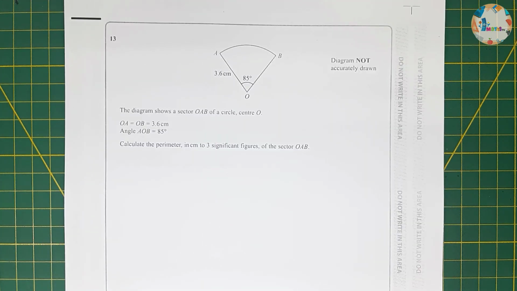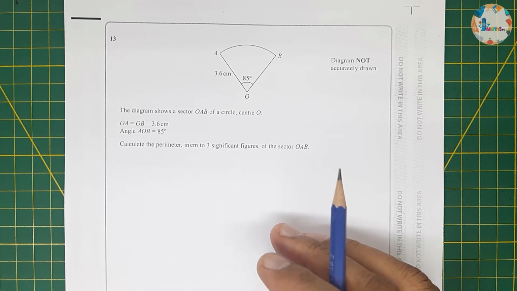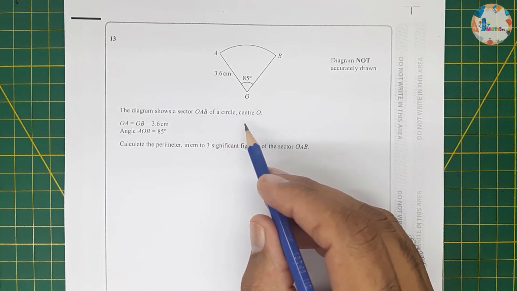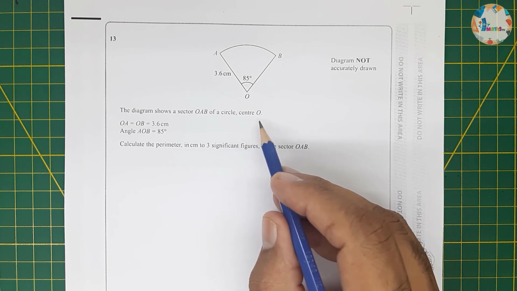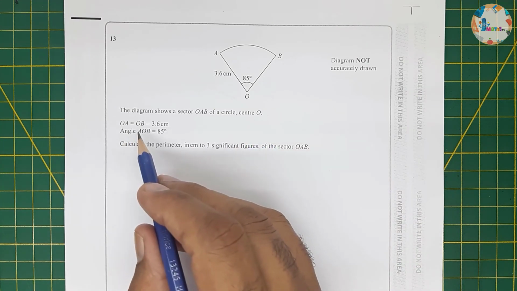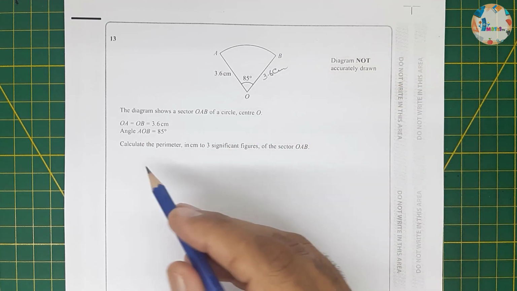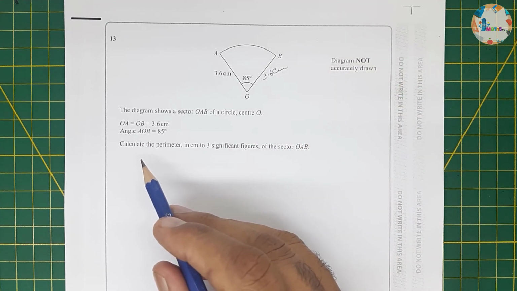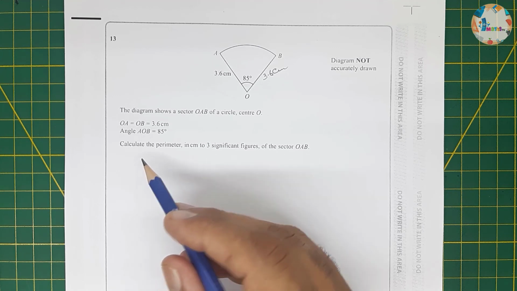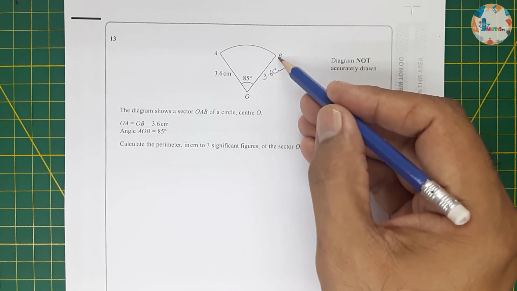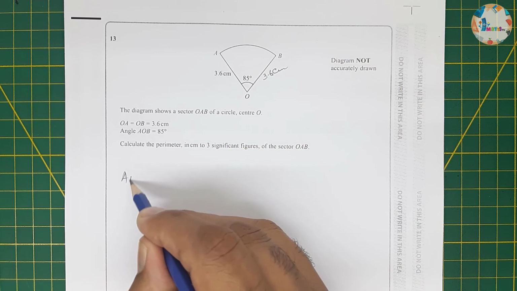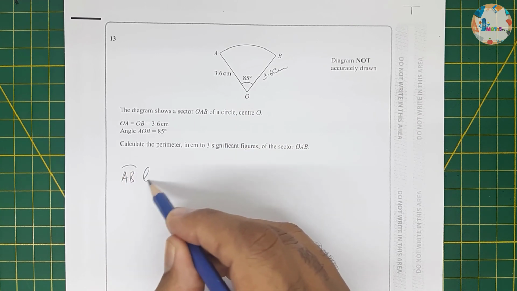Now this is question number 13. The diagram shows a sector OAB of a circle, center O. OA, OB are 3.6, this side is also 3.6 centimeters, and the angle is provided, which is 85. Calculate the perimeter. So the missing side is only this arc AB, the arc length.